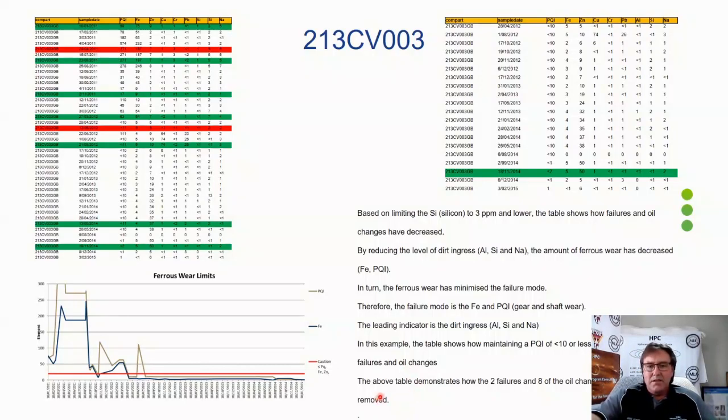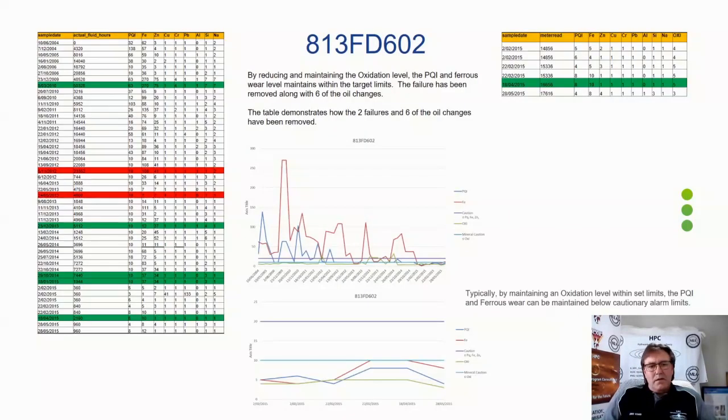Right, so the above tables demonstrate how the 2 failure modes and the 8 oil changes have been removed out of this application. Right, so again, the importance of statistical data in oil analysis, being able to give us some real indication in our PF interval on how we can get asset design life.